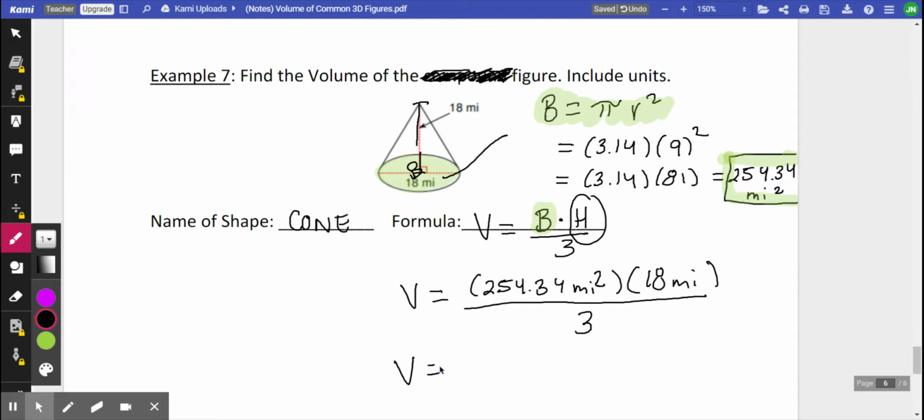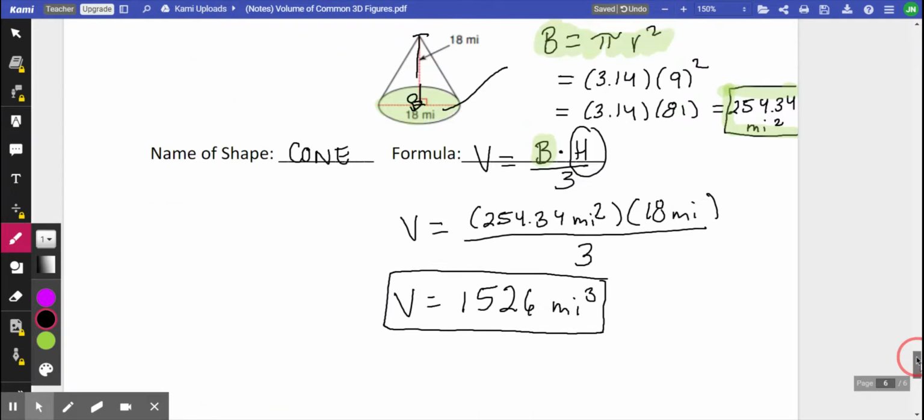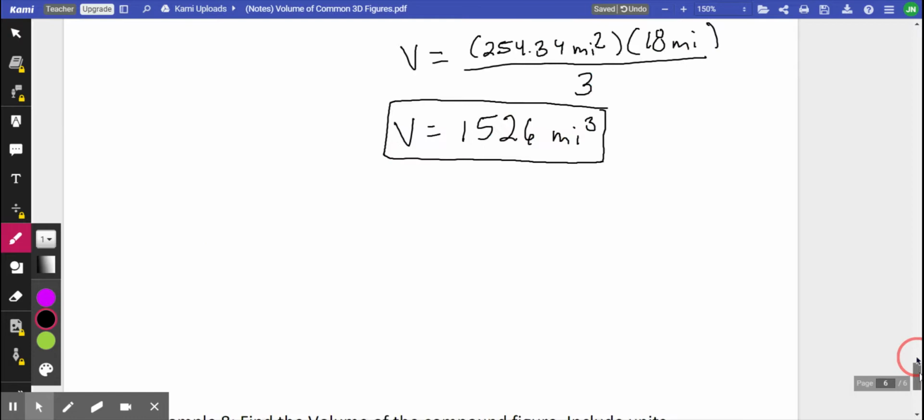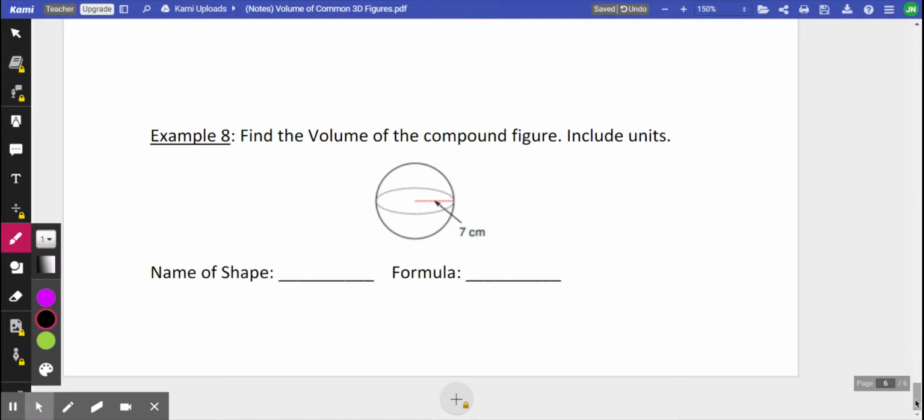254.34 times 18 divided by 3, my calculator says, is 1,526.04. That looks pretty weird, let me fix that too. 1,526.04. I'm going to just leave it, because .04 is pretty close to 1,526 miles cubed. So give or take 1,526 miles cubed. I rounded it down just a tad. Hopefully this is becoming clear and getting a little bit easier. I like using the area of the slice or the base when I do all my volume calculations, so hopefully you do that as well, and it becomes easier for you.